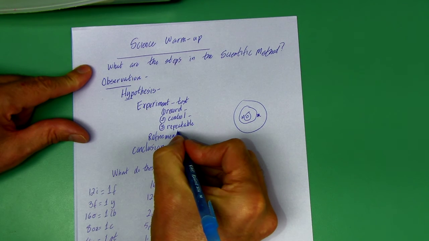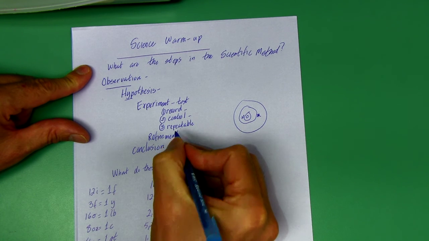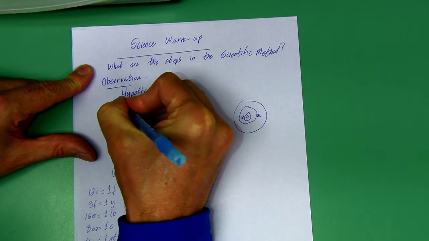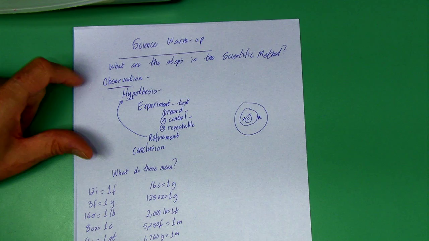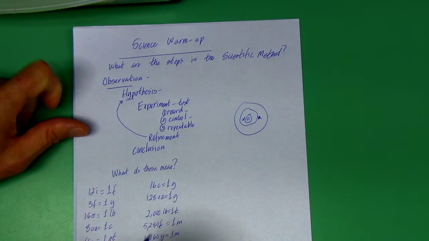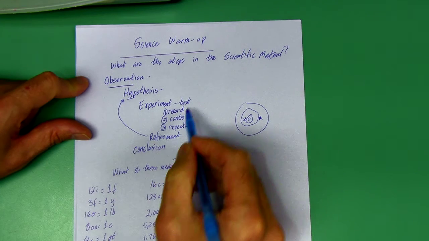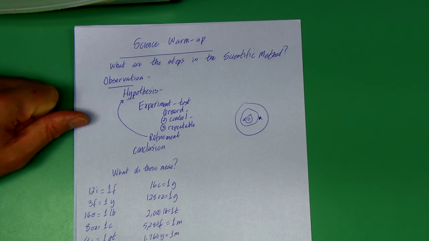You might get done with your experiment and change it a little bit and go back, and really that refinement, that small change is a little bit of a new hypothesis, and you're going through the steps again, right? And oftentimes you will cycle through these steps many times.